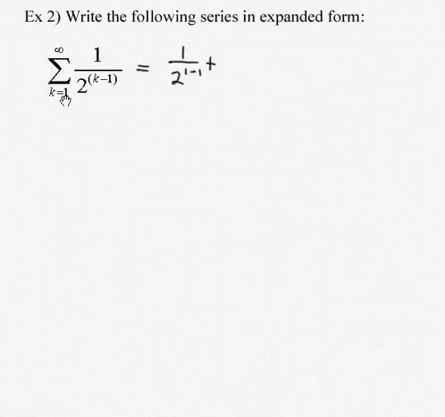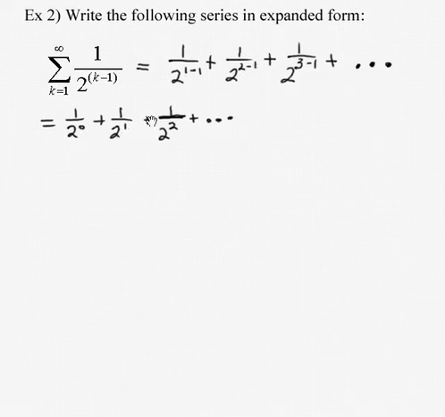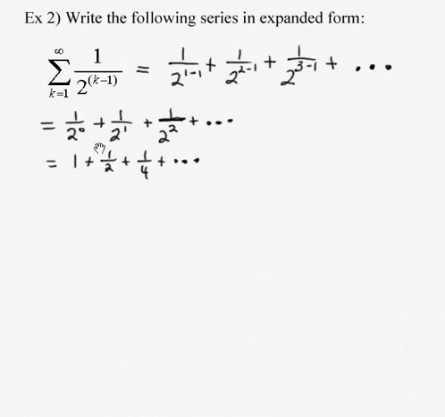And everywhere we see k, the first term we're going to replace it with 1. Second term, we're going to replace k with 2. Third term, we're going to replace k with 3. And we can't write infinity, so we'll just write ... Simplifying that, 1 minus 1 is 0, 2 to the 0 power is what we have there. 2 minus 1 is 2 to the first power, 3 minus 1 is 2 squared, and that will simplify. In the denominator here, anything to the 0 power is 1, so 1 divided by 1 is 1. 2 to the first power is 2, so that's simply 1/2. 2 squared is 4, so that's 1/4.